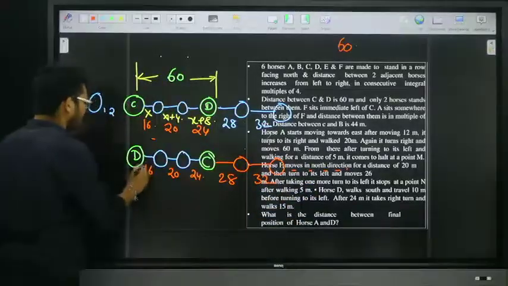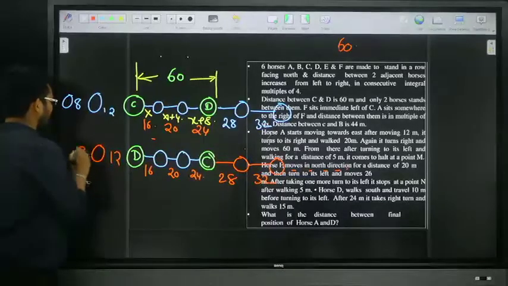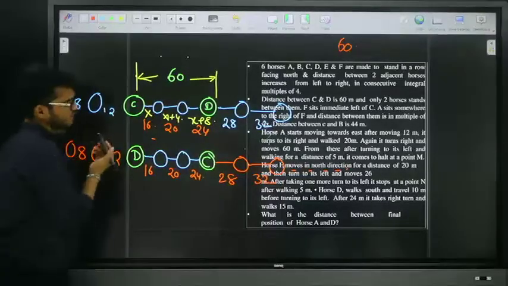Next, before one is what? 16 means before one is what? 12. We are having 1 horse. Next one before one is what? 8. We are having 1 horse. And so on.